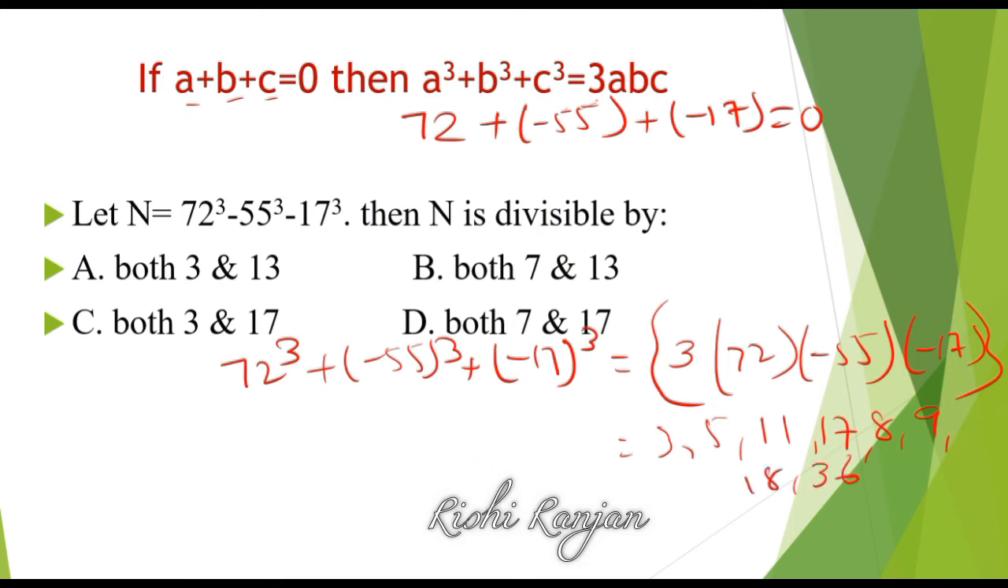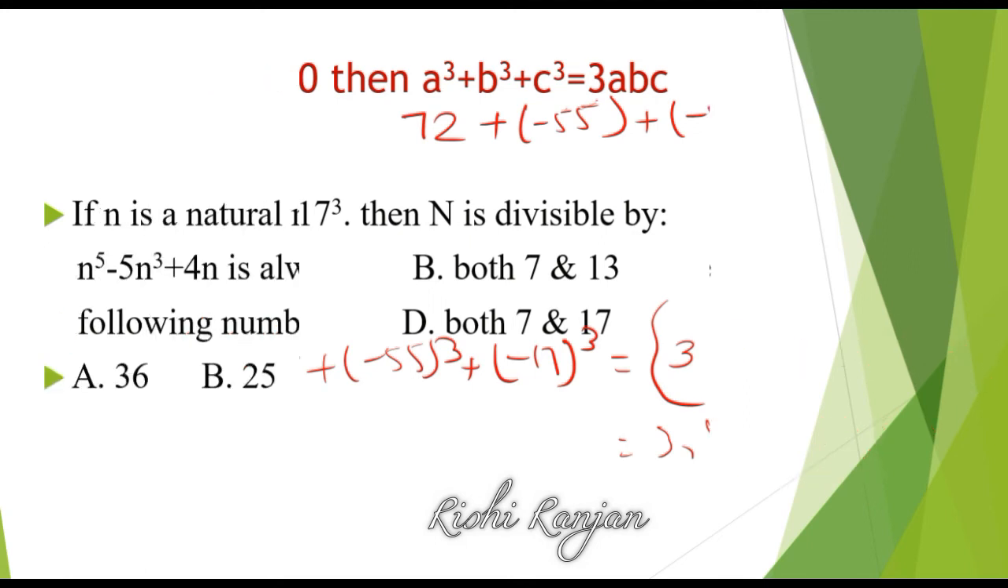many more numbers. But which one of them are there in the options? If I look at it carefully, 3 and 17 are there in the options. So the answer is option C. It is divisible by both 3 and 17.